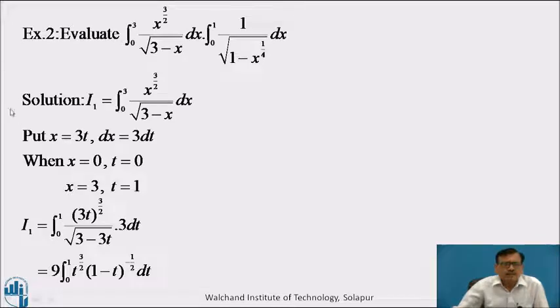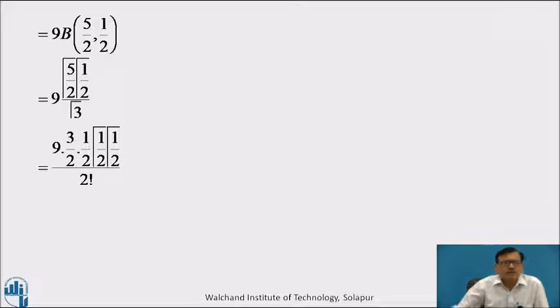Here m minus 1 is 3 by 2, therefore m is 5 by 2, and here n minus 1 is minus 1 by 2, therefore n is 1 by 2. That is, the value of the integral in terms of beta function is 9 into beta of 5 by 2 comma 1 by 2. Now using the relation between beta and gamma function, we can write 9 into gamma of 5 by 2 into gamma of 1 by 2 divided by gamma of 5 by 2 plus 1 by 2, that is gamma of 3.